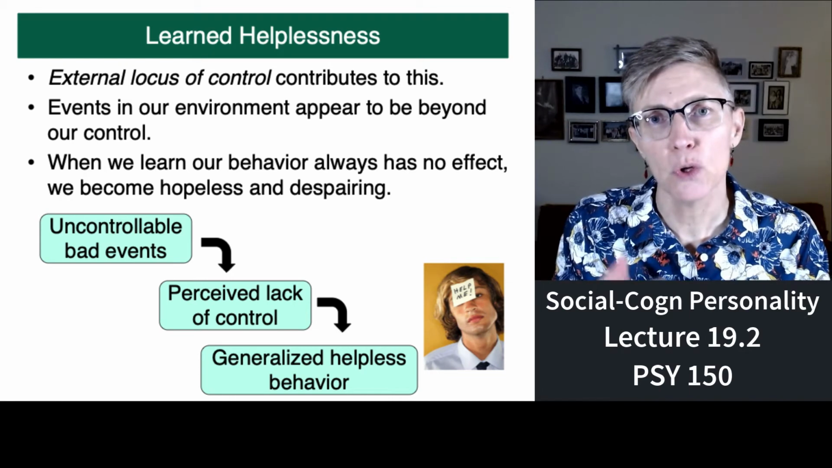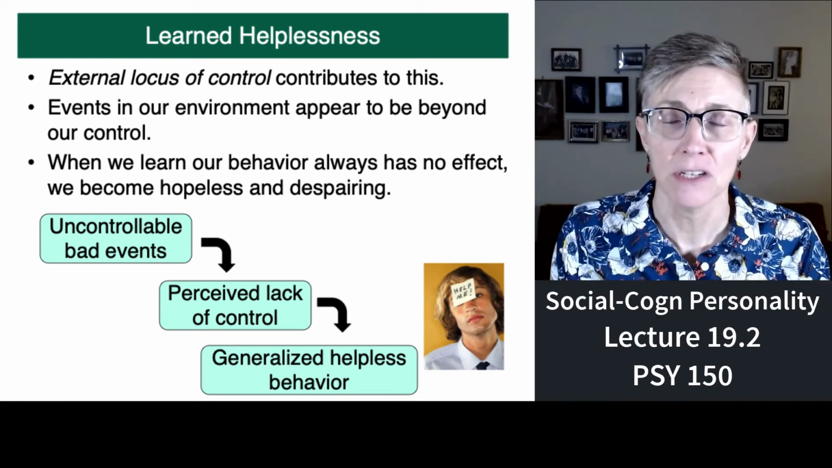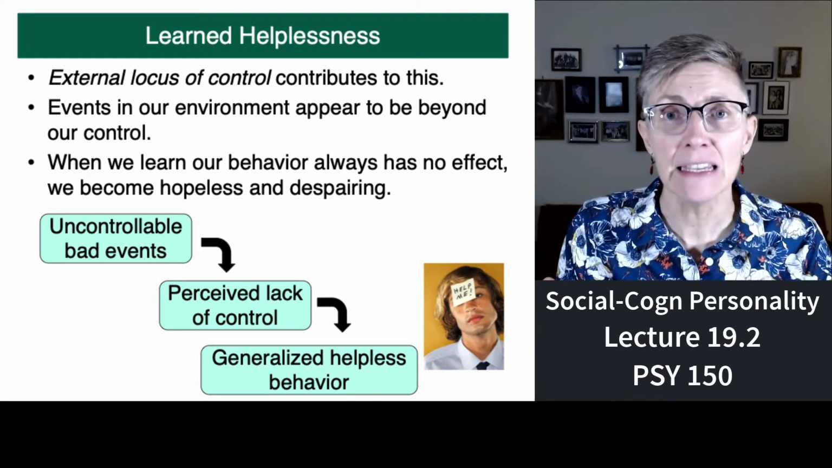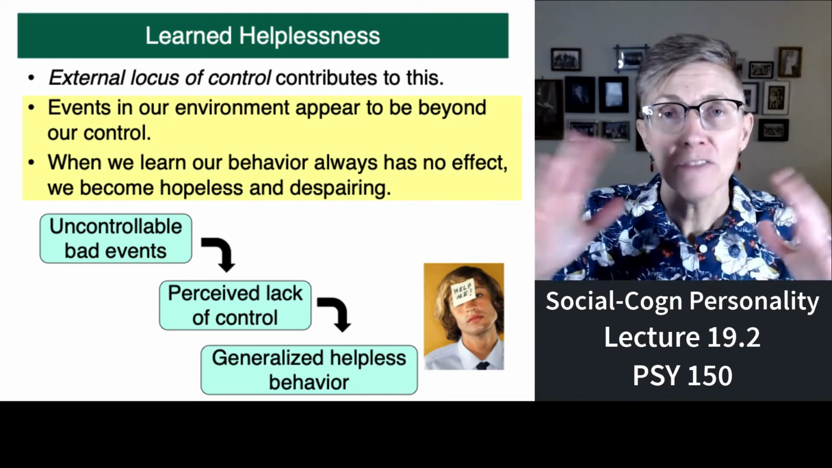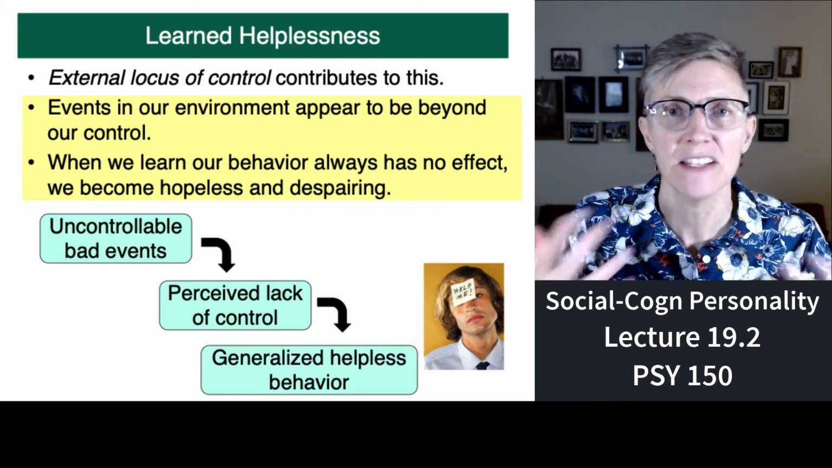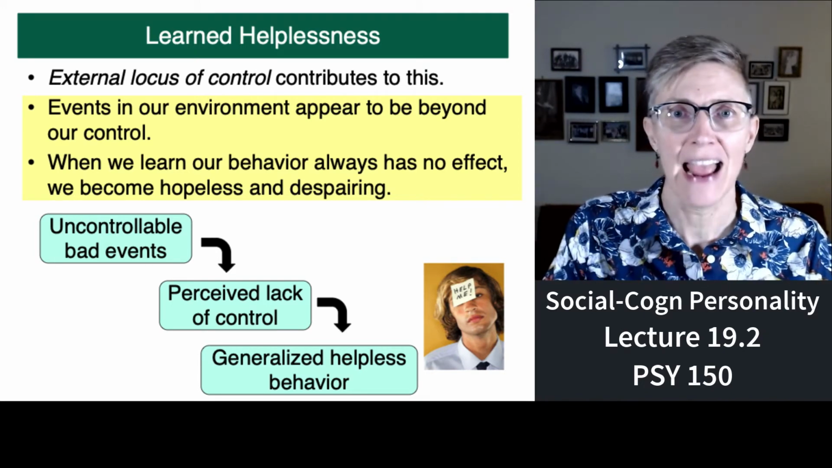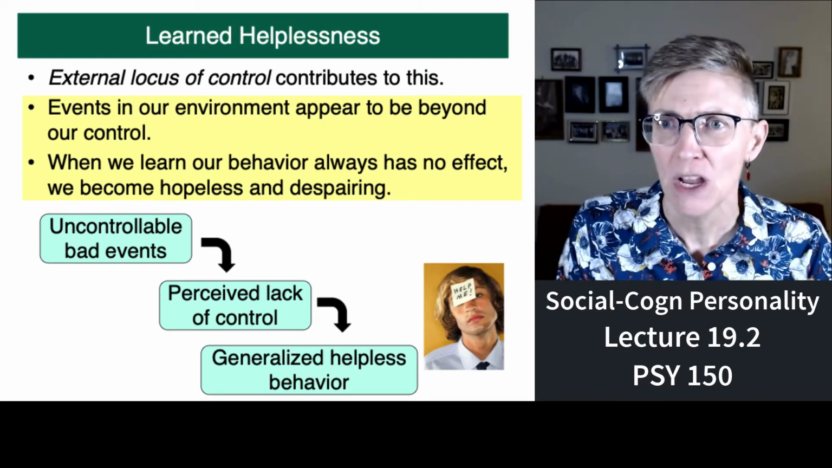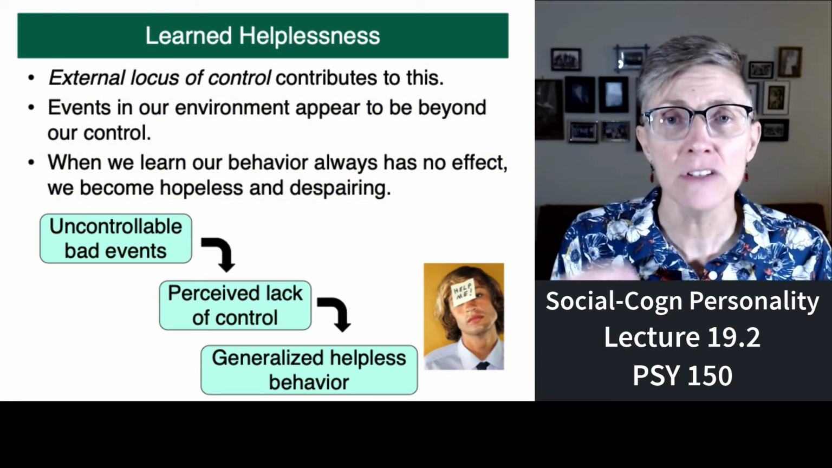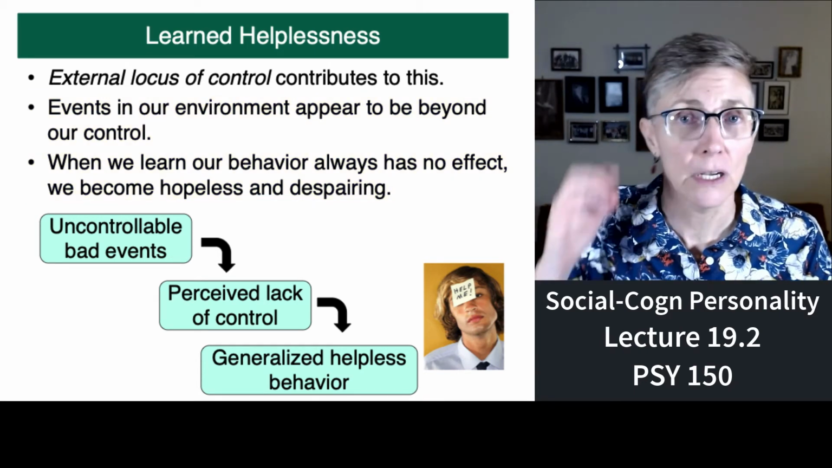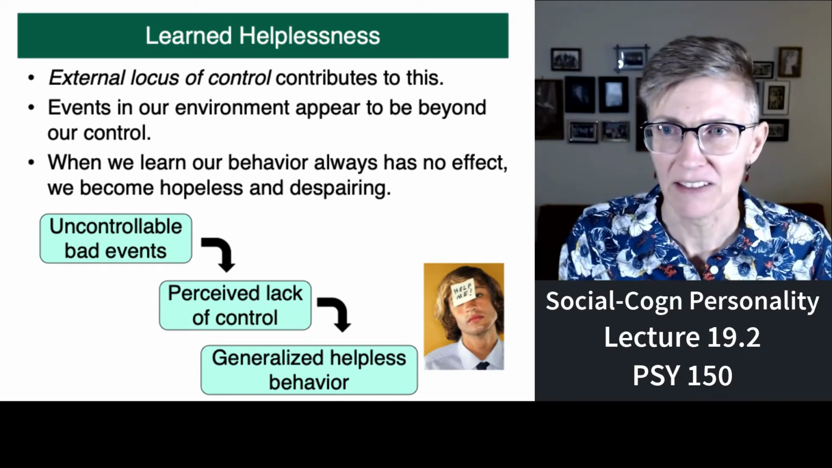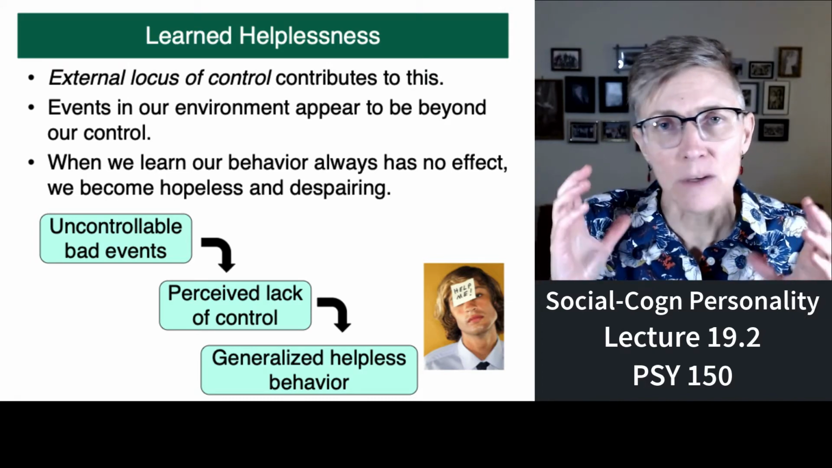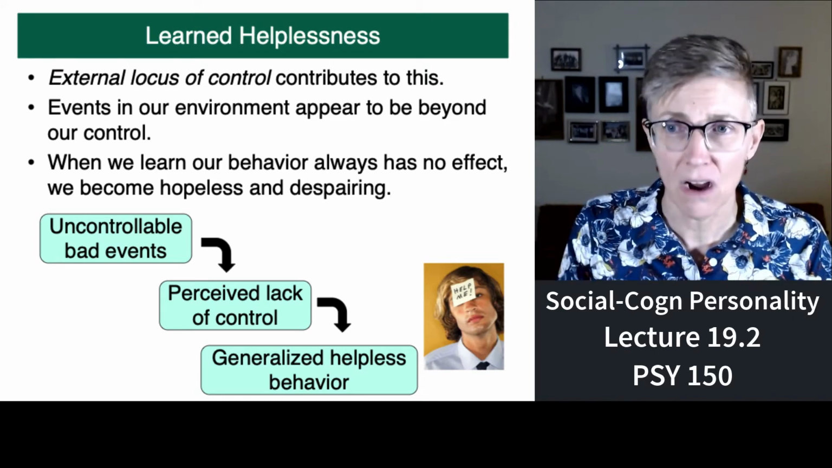External locus of control is related to the final concept I want to talk to you about, which is learned helplessness. Learned helplessness is the belief that everything is beyond your control and it doesn't matter what you do, stuff just happens to you. You don't make things happen to you. So what do I mean by that? Well, imagine some awful thing happened to you. Let me see, you're in a terrible car accident and you perceive that there was absolutely nothing you could have done to avoid the car accident.